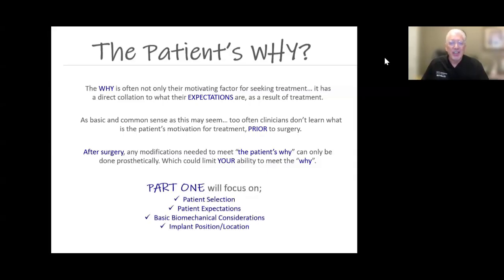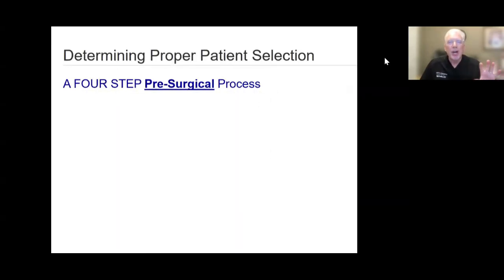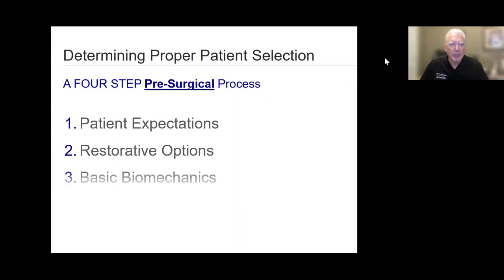So what we're focusing on this morning is going to be patient selection, which is really critical in an overdenture treatment. And I'll explain as we go through, and then the patient expectations, identifying that, some basic biomechanics, and then some keys on the implant position. We're going to talk about part two on my last slide of this to explain what we're going to do next month on the 14th.